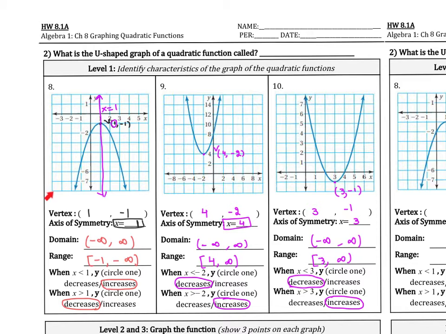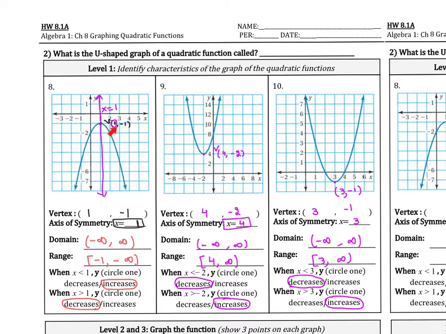Domain is always negative infinity to infinity. The height of the graph is starting from the y value negative 1 and is going down and down and down. So starting from negative 1, it is approaching negative infinity. If it is going down and down and down, it means it's approaching negative infinity.